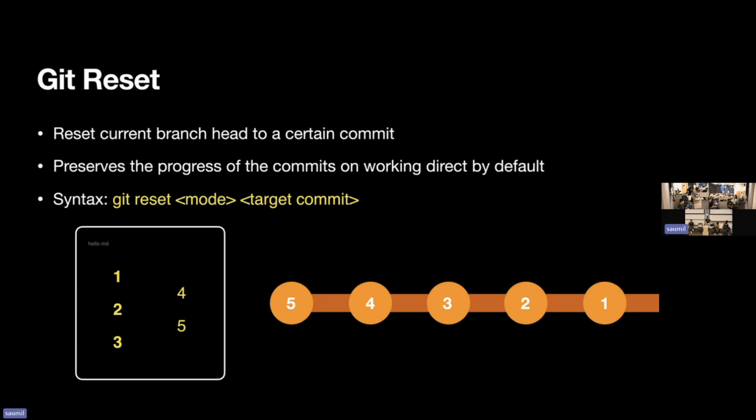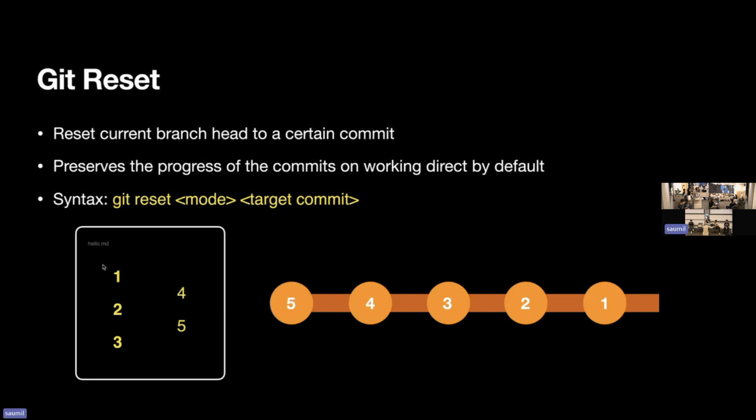The case we mentioned beforehand is when your changes aren't committed yet. What if you've already committed your changes, but you decide you don't want those commits anymore? You can use a command called git reset, which resets the current branch head to a certain commit. By default, it preserves the progress of the commits in your working directory. Let me explain this animation for a bit.